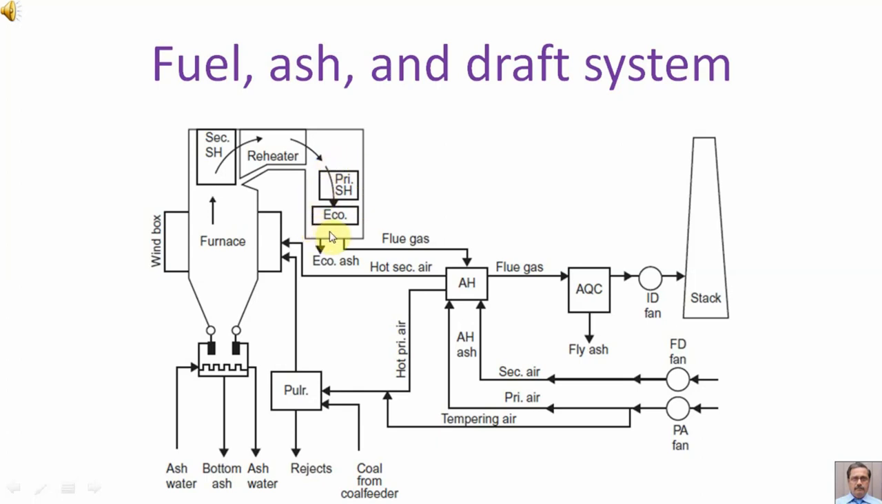So this place is called the convection zone, and we can see that the economizer is situated in the convection zone of the boiler.